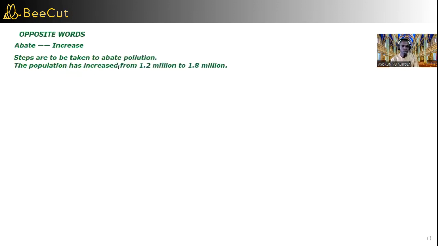So steps are to be taken to abate pollution. And the population has increased from 1.2 million to 1.8 million. So these are two sentences where we use the word abate and the opposite, which is increase. So let's look at the next word there.